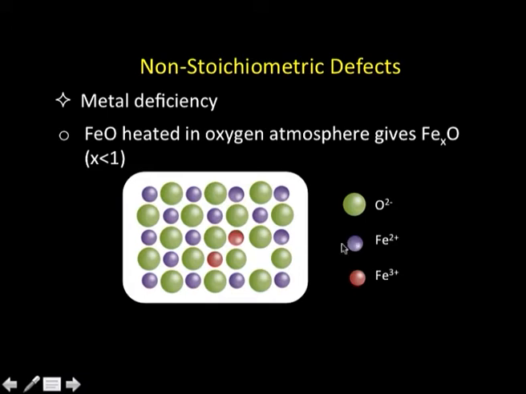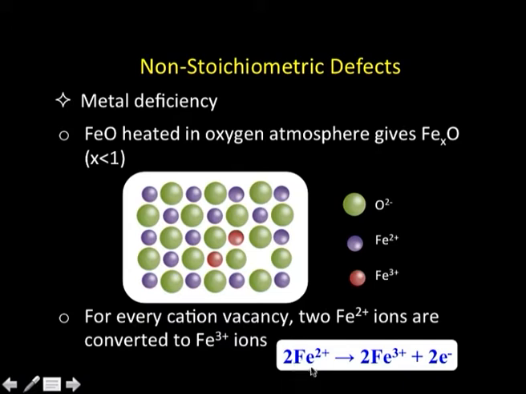And structurally speaking, how do we represent that? What basically happens is that when we heat in the presence of oxygen, some of the ferrous ions get oxidized to ferric ions. That means 2 ferrous ions get oxidized to 2 ferric ions, and 2 electrons are released. Since there is now an excess of oxygen in this formulation, it implies that there will be cation vacancies. Some of the cation positions will be empty.